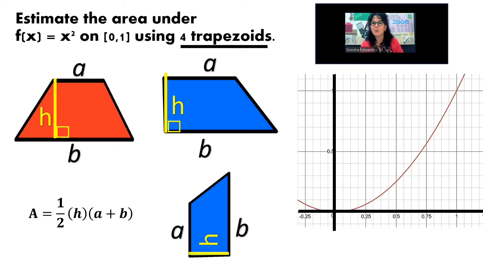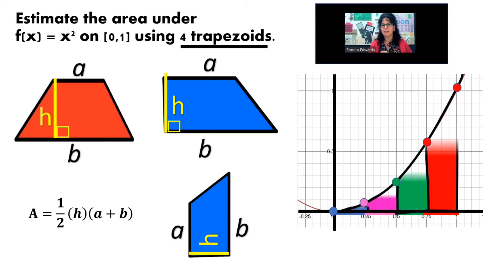All right, so now that we've reviewed trapezoids, the parts of trapezoids, and finding the area of the trapezoids, let's go ahead and put in 4 trapezoids on the interval 0 to 1. So I'm going to put my trapezoids in these 4 spaces, and then at the beginning and the end, you want to move those points up until you hit the curve.